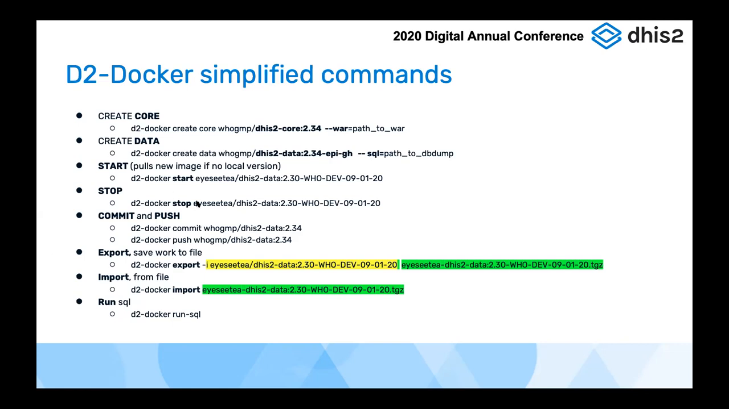Then there's the stop command, which stops the server, and the commit and push. Commit will save the changes you've made and still maintain them on your local machine. Push will then publish it to the server, so back to the cloud, available for others to load and pull down to their machines and work off. You can also export your work to a file, you can import from a file, and you can run SQL commands against the database running inside the application.